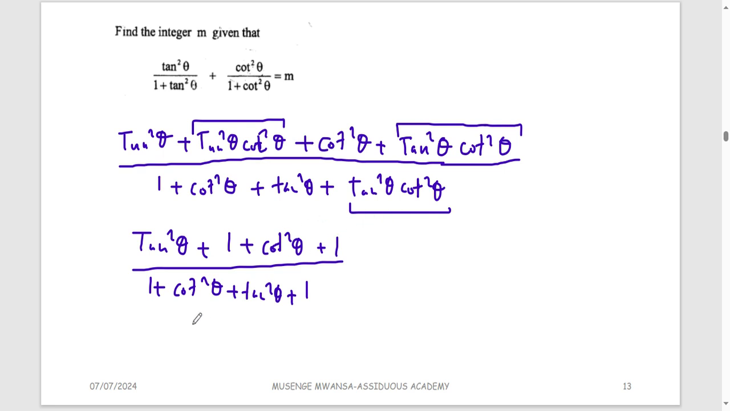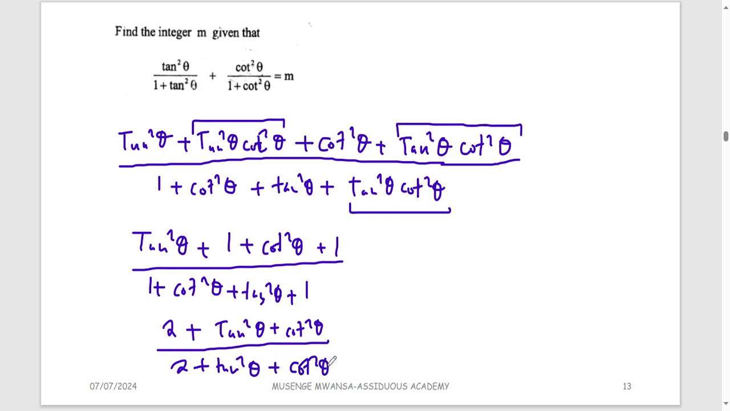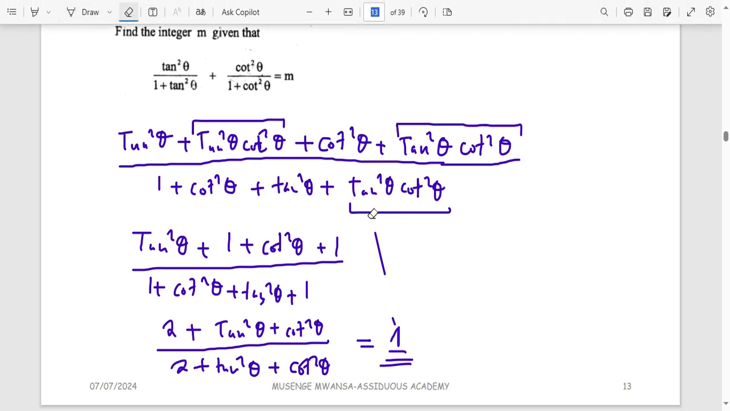So 1 plus 1 there, that is a 2, then plus tan squared theta plus cot squared theta. And then down you can see we have got 1 plus 1, that is a 2, plus tan squared theta plus cot squared theta. Can you see that this is basically the same thing? So that will give you a 1. So that is the value for m. Is that okay?